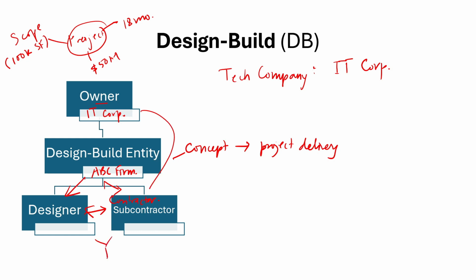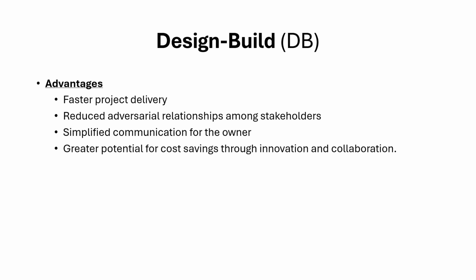At the end, the design build firm delivers to the owner a fully operational facility, in this case a tech company's headquarters, often ahead of schedule due to the overlapping phases of design and construction. The main advantage of the design build project delivery method is that the overlapping design and construction phases allow for faster project completion. So it has a faster project delivery.